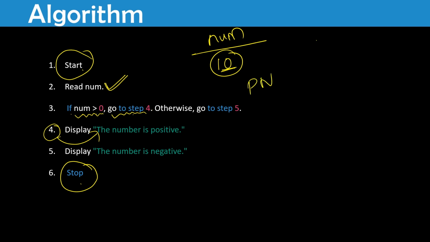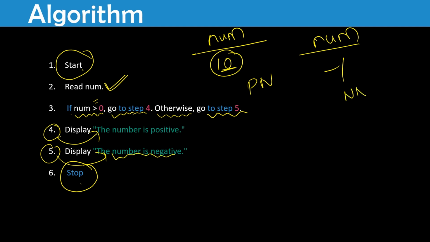In case the given number is -1, -1 greater than or equal to 0, because 0 is also a positive number, right? -1 greater than or equal to 0 is false. So otherwise, go to step 5. What is step 5? Print the number is negative, so it will print negative number. In case of positive number, it will print positive number. Negative number, it will print negative number. After that, stop the program.